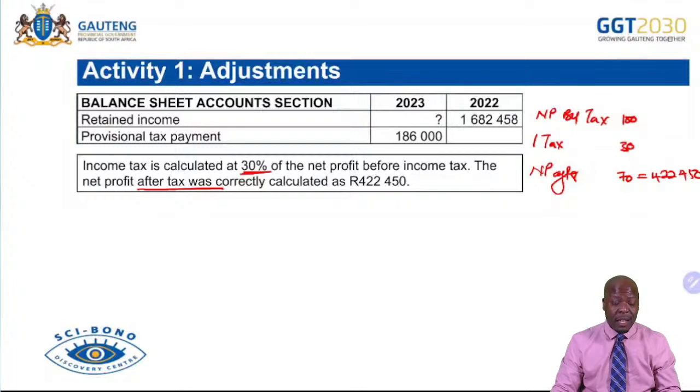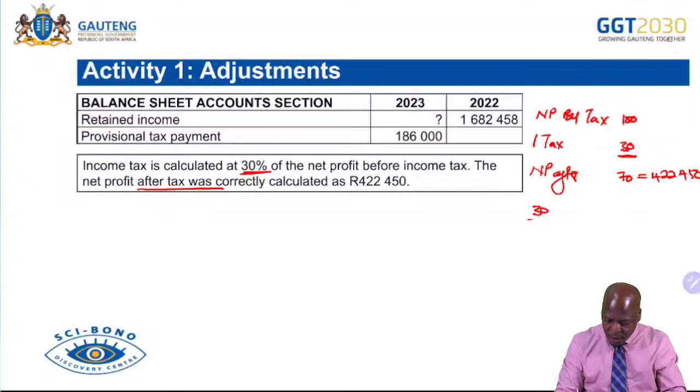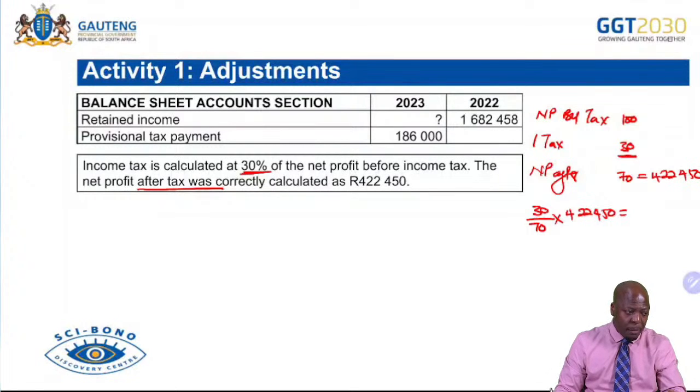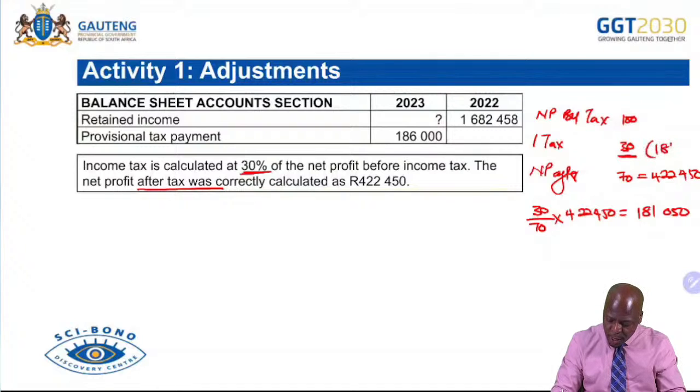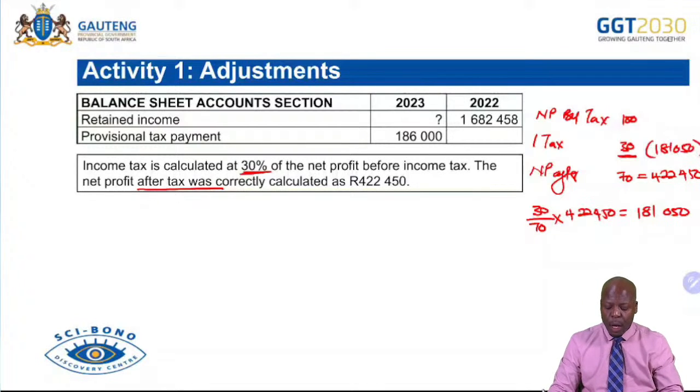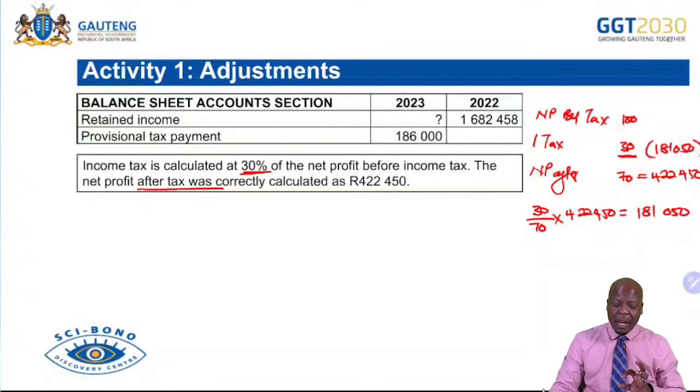Let's start with calculating income tax. If we are to calculate income tax, which is that one, we're simply saying what we want is 30 and what we have is 70, multiplied by the 422,450. So therefore our income tax for the year is going to become 181,050. So this would be shown in our statement of comprehensive income, 181,050.